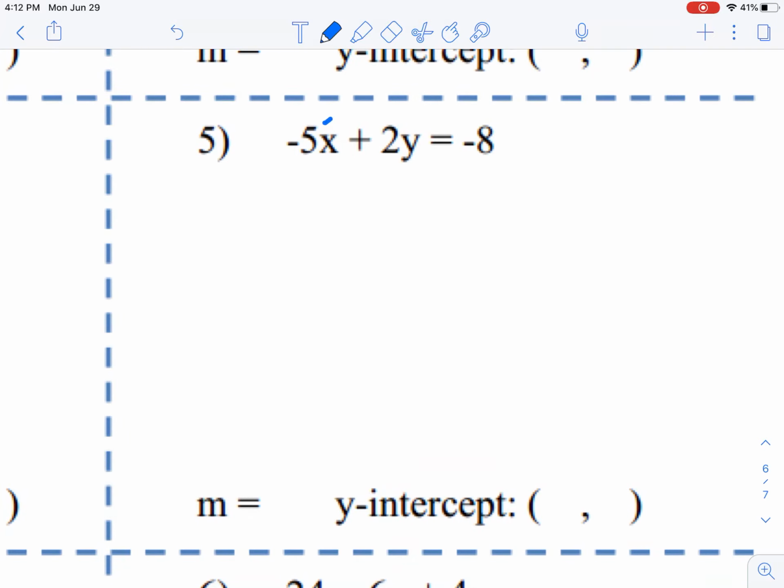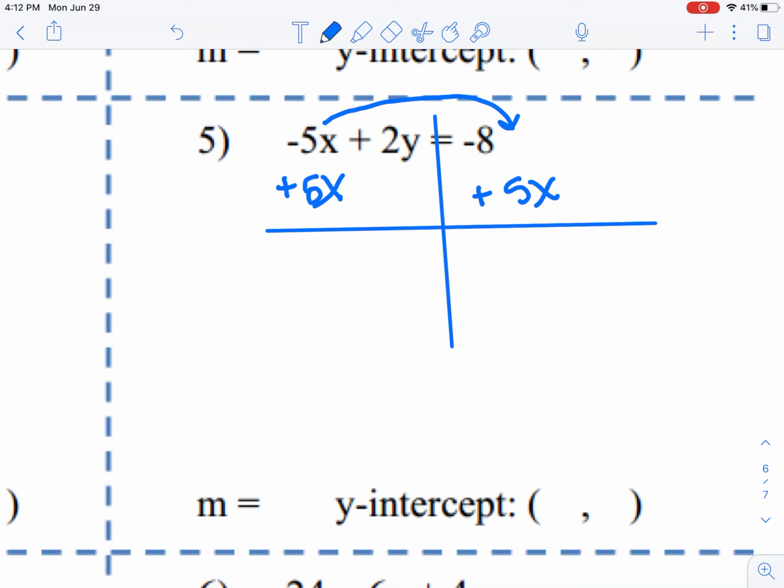So in this case, I need to get my mx on the right side. So in order to do that, I'm going to add 5x, but what I do to one side, I do to the other. So what I have is these cancel out because they're opposites of each other. So I'm going to bring down the positive 2y, which equals 5x minus 8.